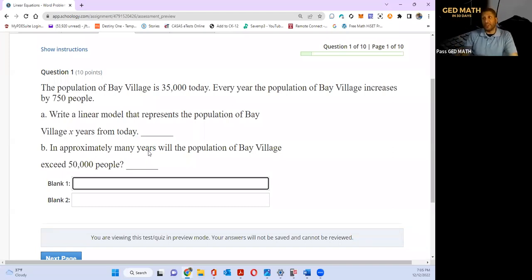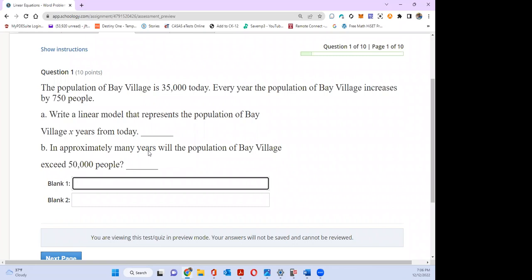But let's look at this. The population of Bay Village is 35,000 today. Every year, the population of Bay Village increases by 750 people. Write a linear model that represents the population of Bay Village X years from today. How many people are reading that question like, Mr. Tins, I have no idea what to do?